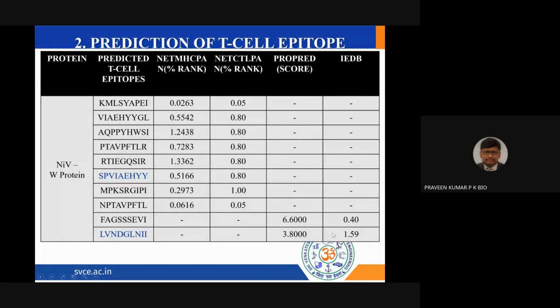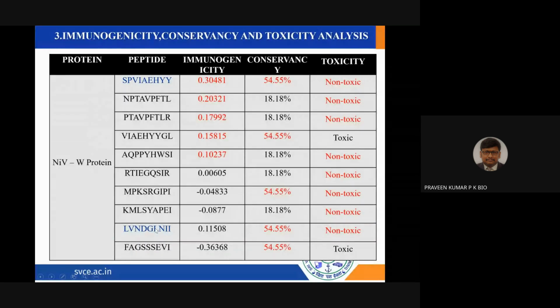This 2 is for the MHC2. Okay, here you got 1.59 and 3.8. So also if you try to work with 3 to 4 more tools, you can get an idea which is the best peptide out of the 500 peptides generated.